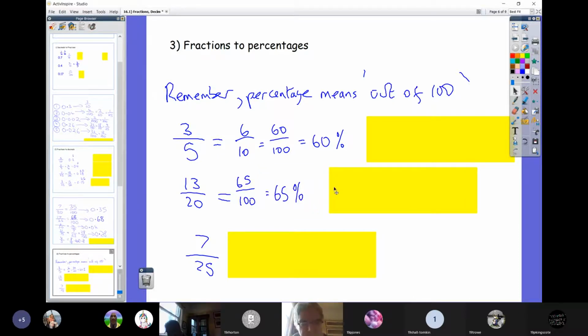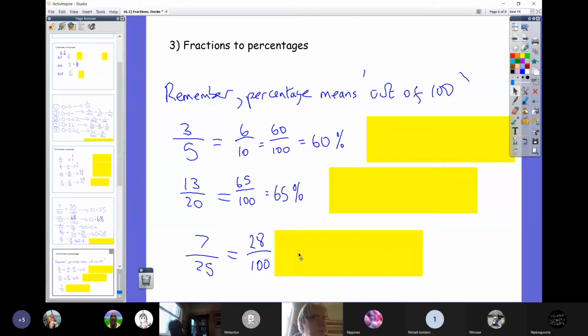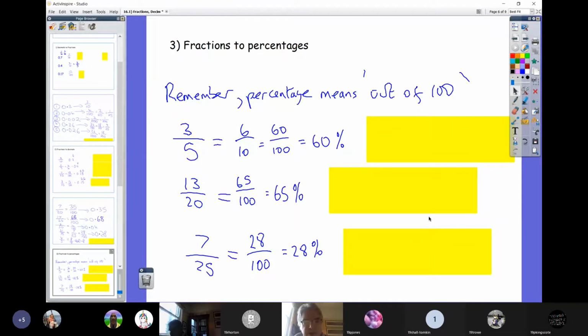Next one, times top and bottom by 4, 28 over 100. And once it's out of 100, that is the percentage. So 28 over 100 is 28%. Right, so I think we'll skip that one. I think we've done enough practice on doing these.